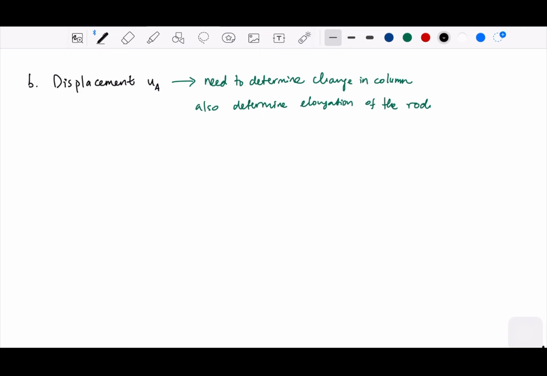Okay, now we take the formula. Let me write the formula, FL over AE, okay? So every time you see questions related to axial elongation, you see the word elongation, you see the word displacement within structures, you go by this formula, okay? So we take E1, F1, L1, all the components for the first part, right?